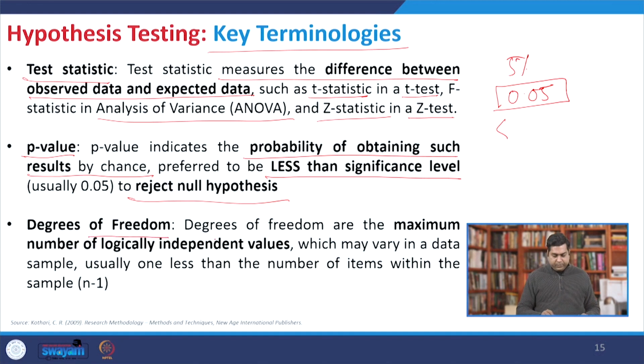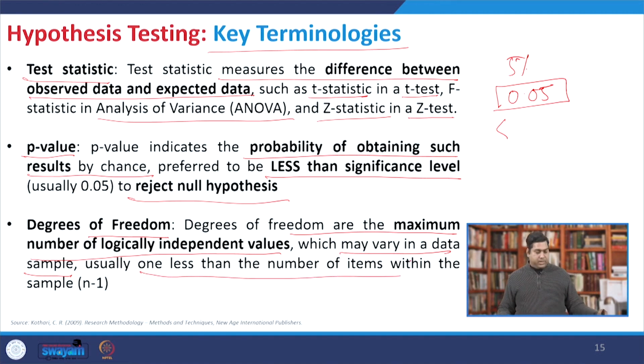Degrees of freedom are the maximum number of logically independent values which may vary in a data sample, usually one less than the number of items within that particular sample. So, if there are a total of n variables or n samples that you are going to measure, in those cases you calculate it as n minus 1.